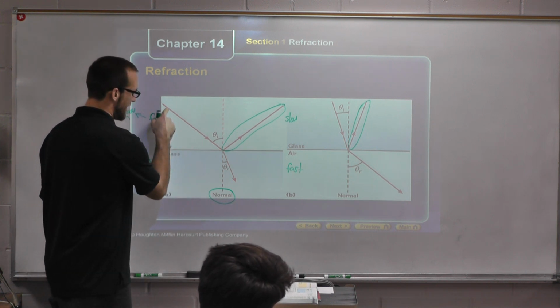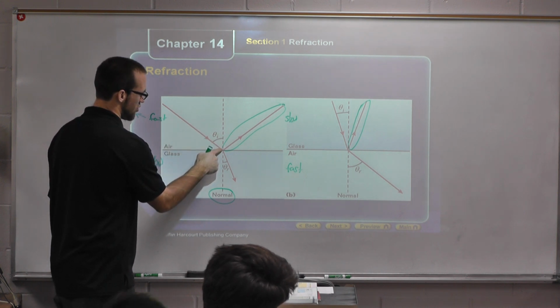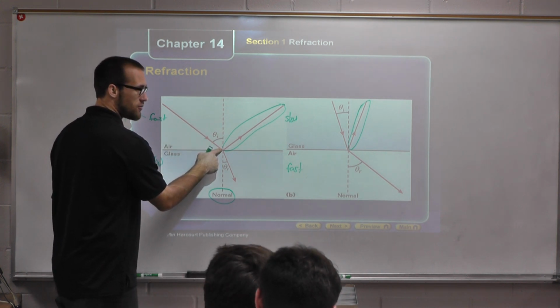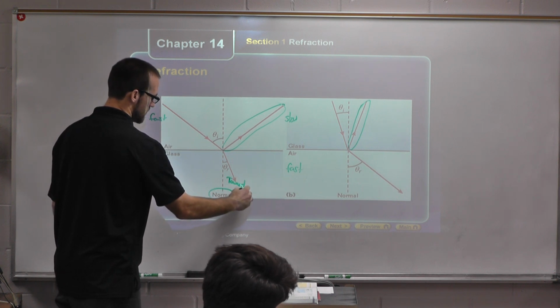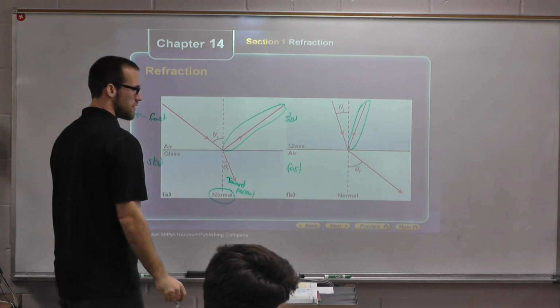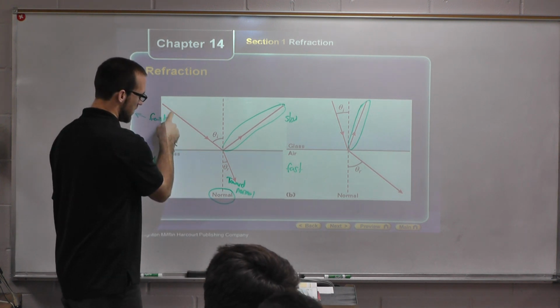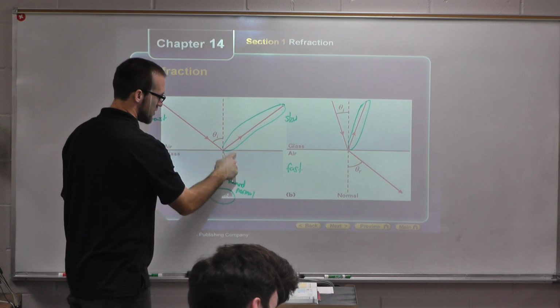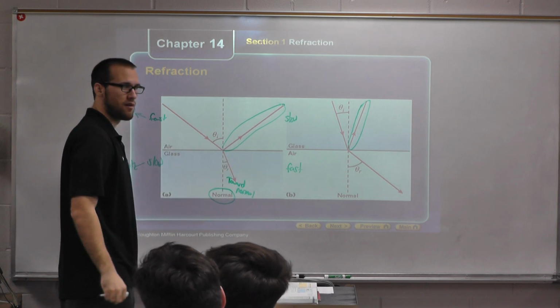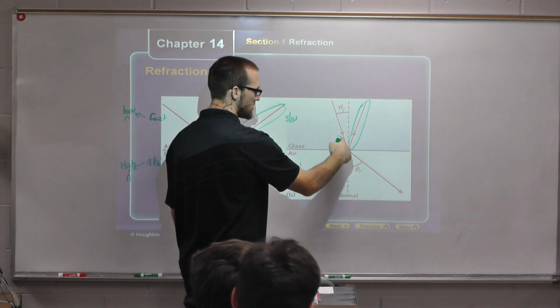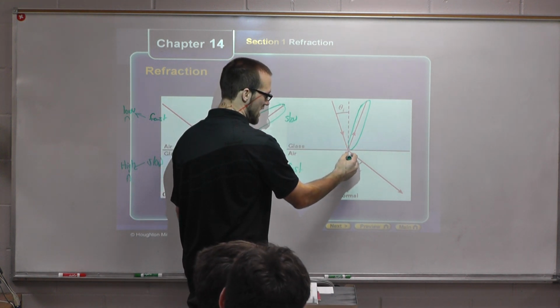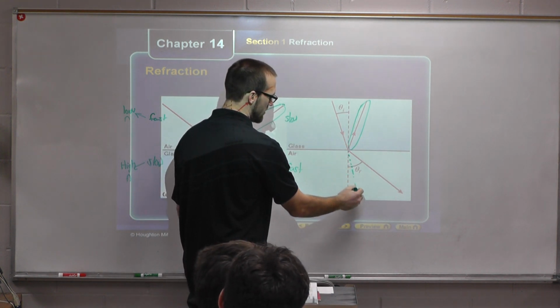So here, which way is it bending, toward normal or away from normal? If it were going straight, it would go here, so it bends toward the normal. Does that make sense? Then for this one, when it comes in, if it were not going to bend, it would do that, so this one bends away.